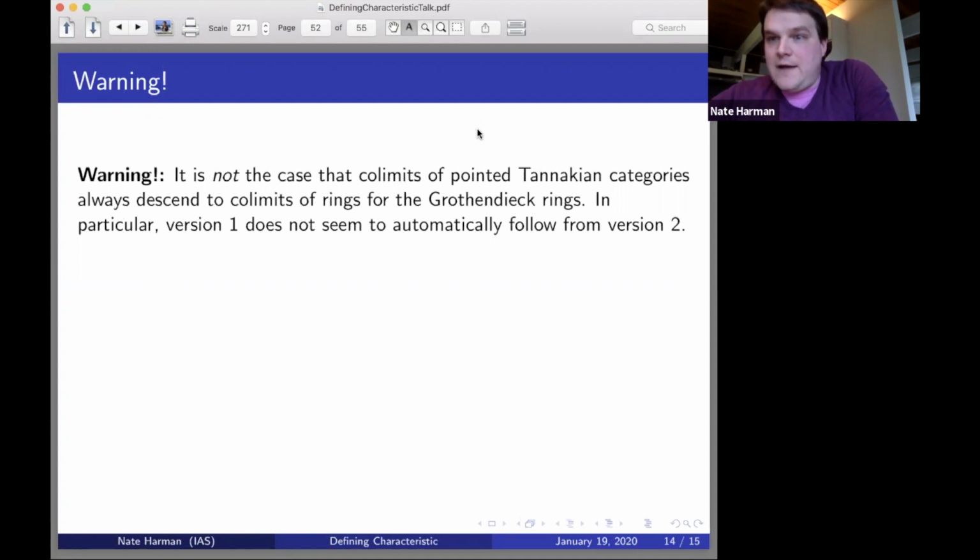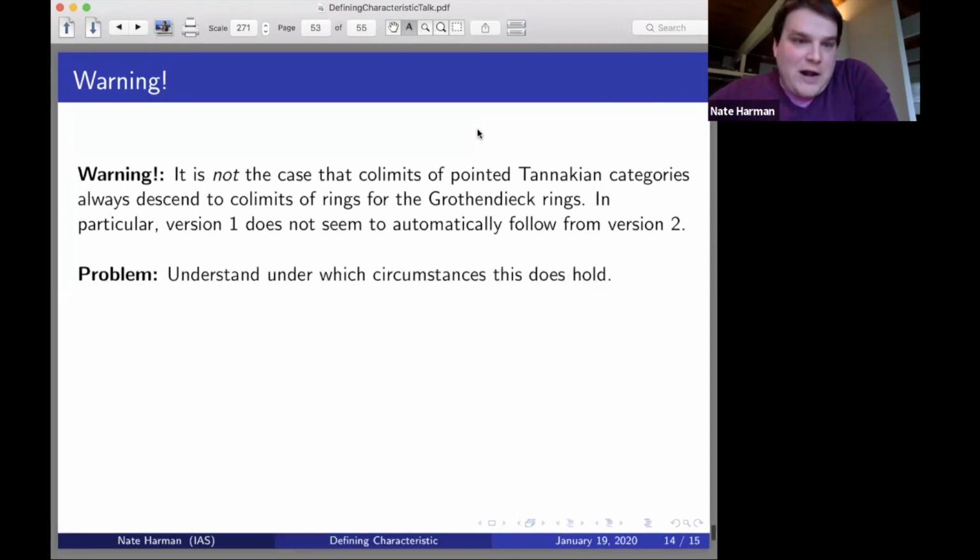So a problem is just, I want to understand when this holds. In particular, it clearly holds for Frobenius fixed points and Frobenius kernels, so there should be some condition for when this holds. And I'm at a loss for now.